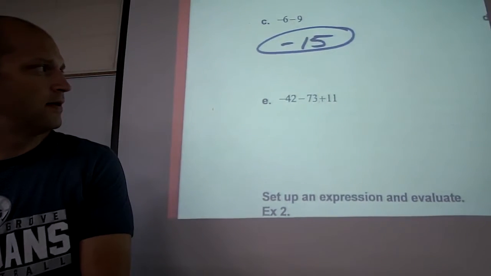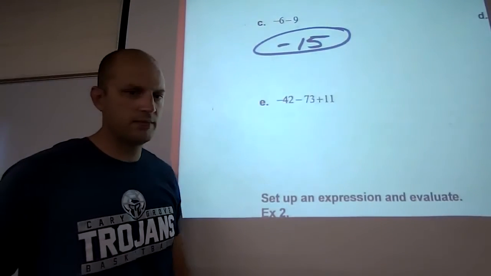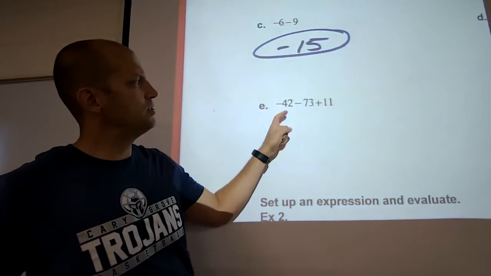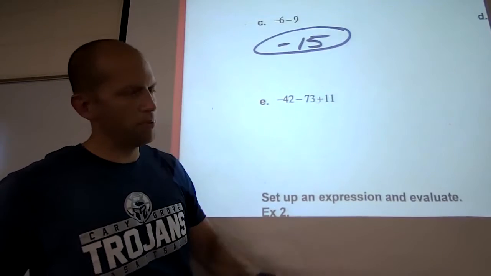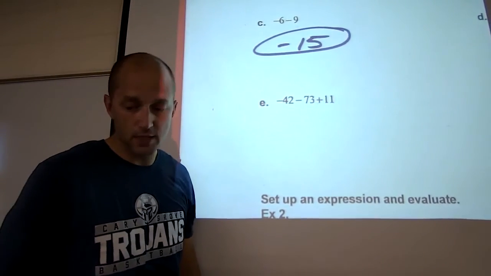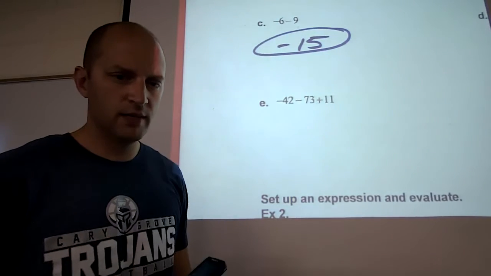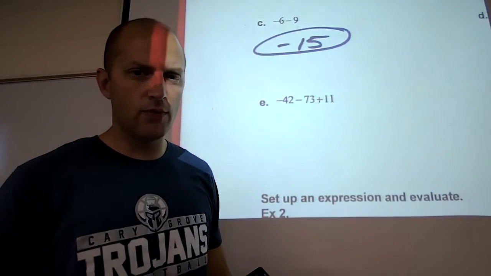Moving on. Let me move on over to this one. If I'm going too fast, say something. I have negative 42 minus 73 plus 11. There's nothing tricky here. If you need your calculator, grab your calculator. If you want to do this by hand, do it by hand. What do you guys want to do?